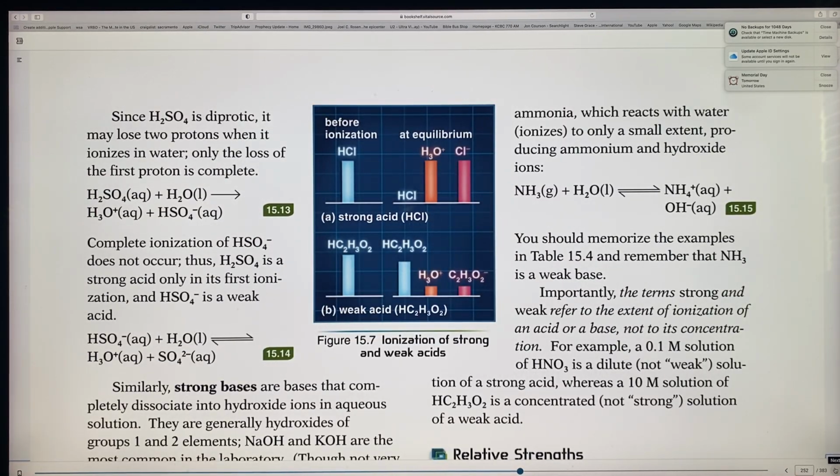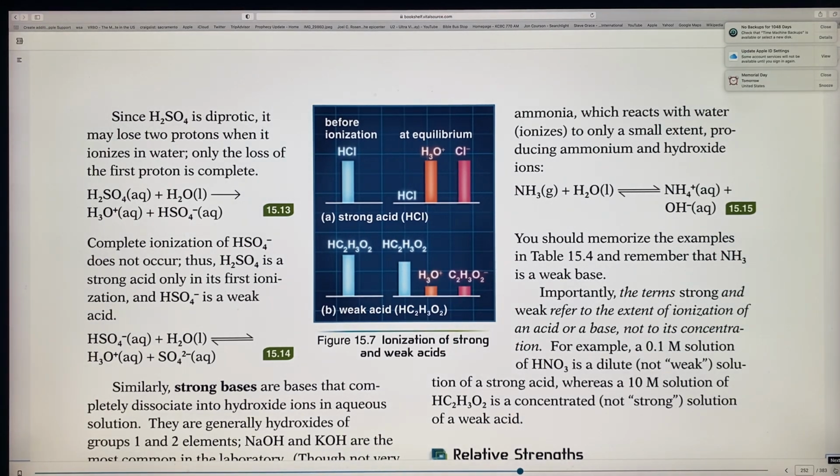A lot of times, remember, if you have two hydrogens here, it's called diprotic. Anything that has two hydrogens, or three hydrogens, triprotic, is hard to get to go to completion because of all those hydrogens, so it could be considered weak. The first ionization, the first time it goes through, is considered strong because it's getting rid of the first one.